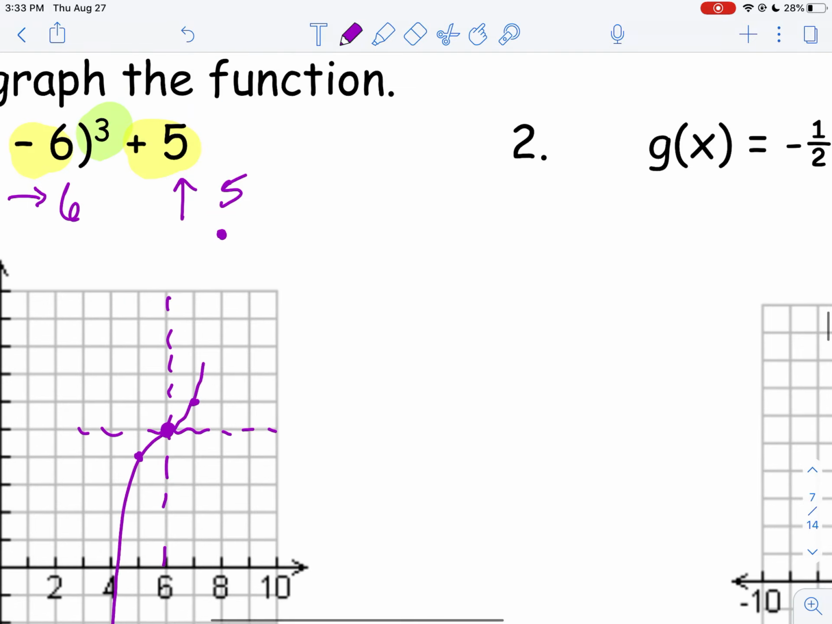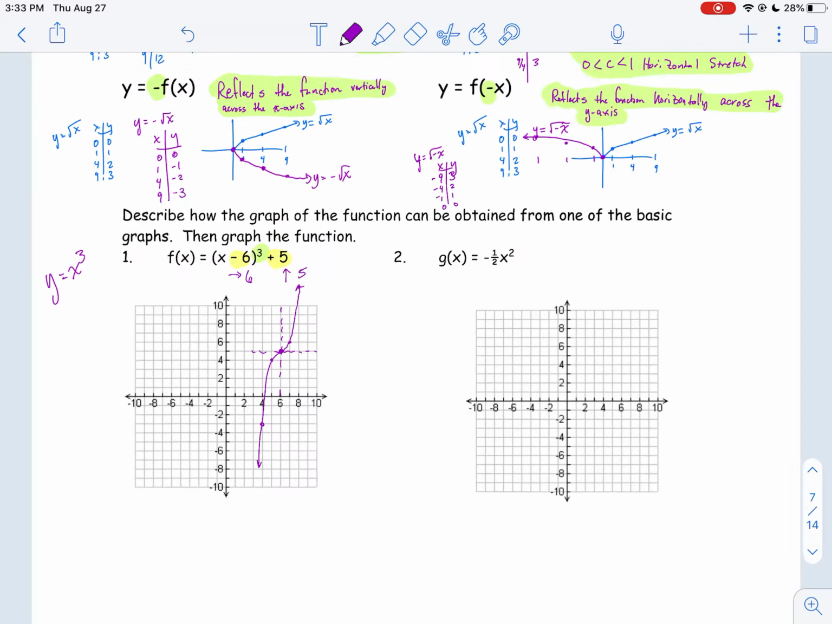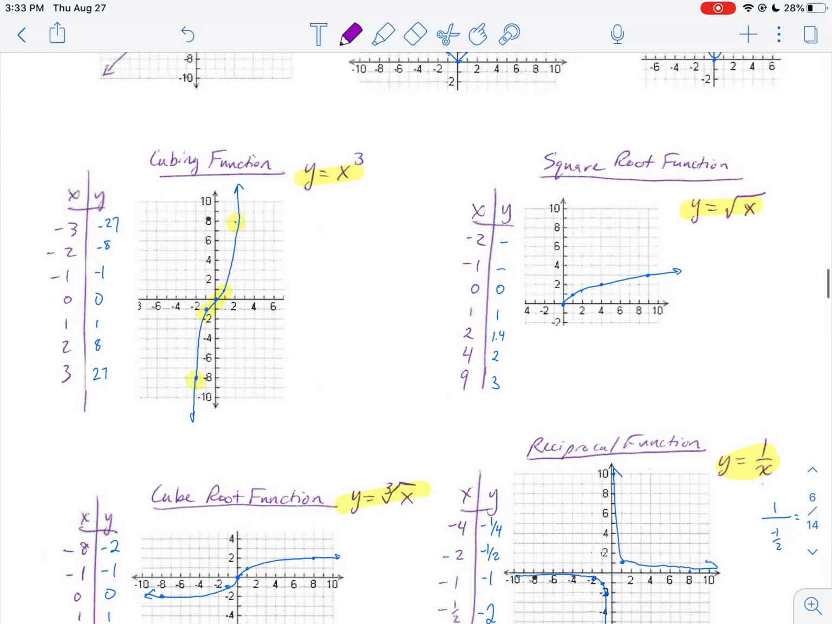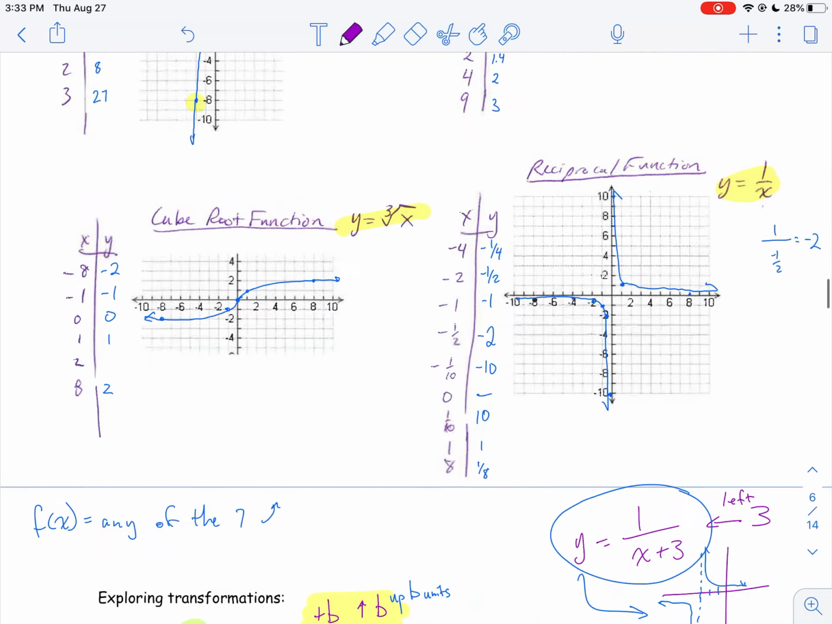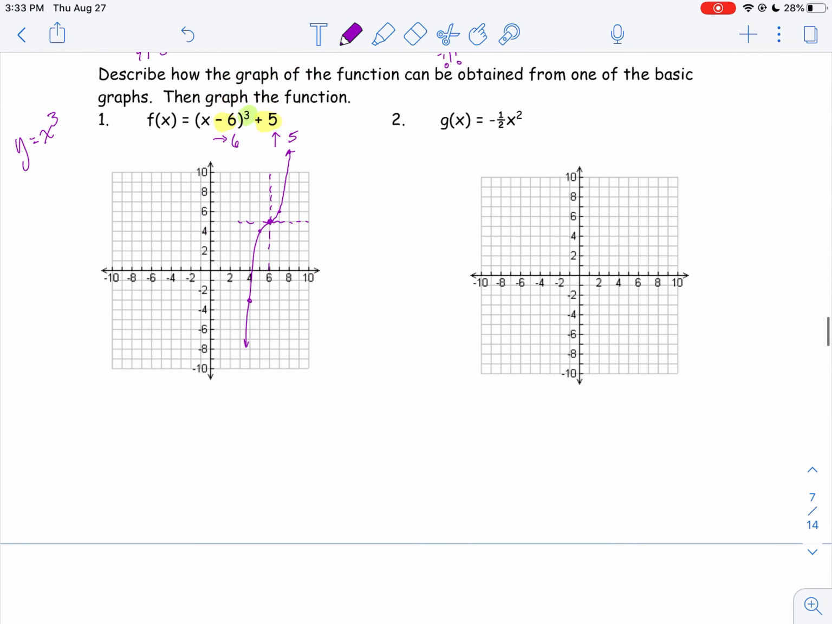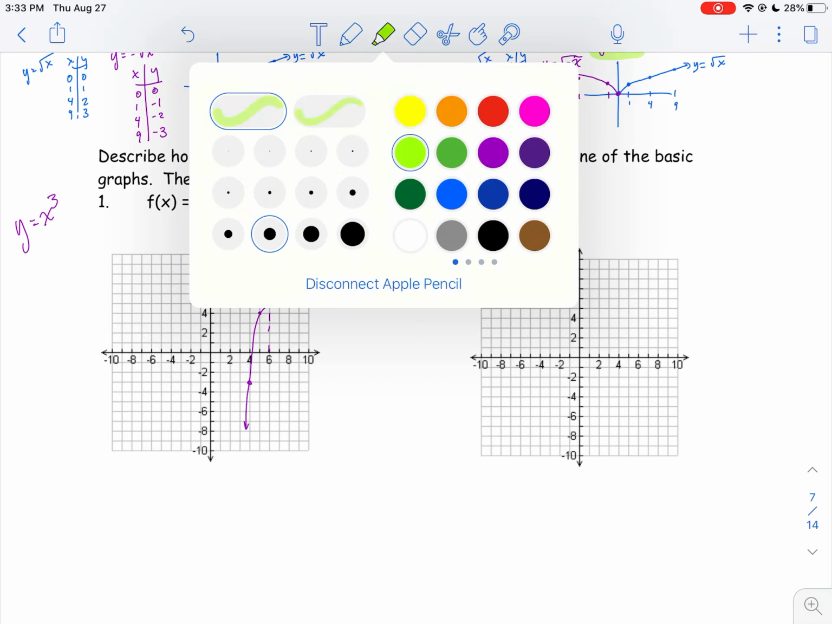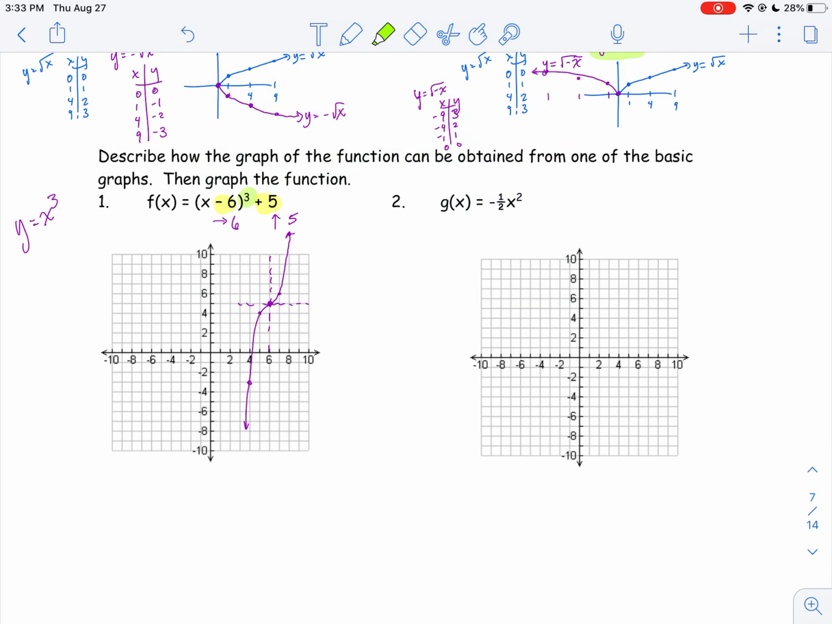And then I can graph my function. And do you see that this purple graph is similar to this blue graph, only it's over 6, up 5. There we go. Alright, let's take a look at the next one. What's the basic function, or the parent function that you see here? That's a word you'll see, parent, like kind of like a son and daughter, only a parent.